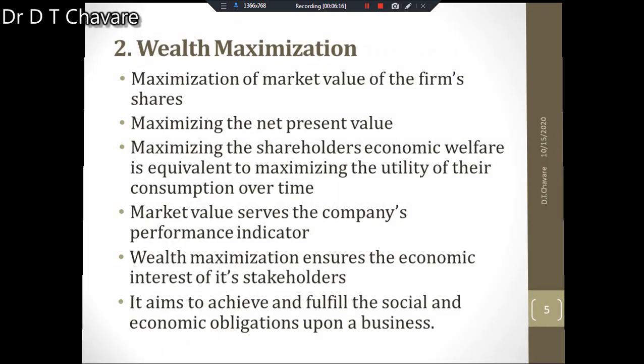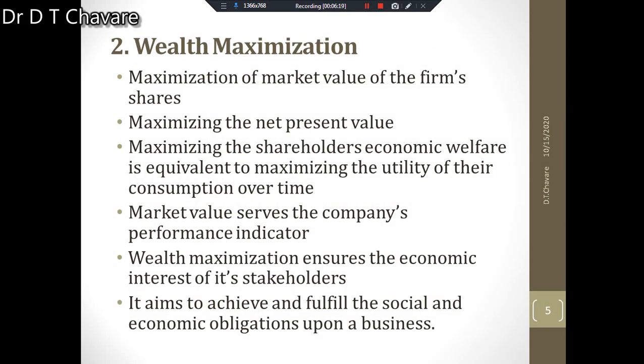Okay. Then second we have to understand wealth maximization. What is it? Maximization of market value of the firm's share. The main objective of wealth maximization is to maximize the market value of the firm's share. It is maximizing the net present value of the course of action to the shareholders.